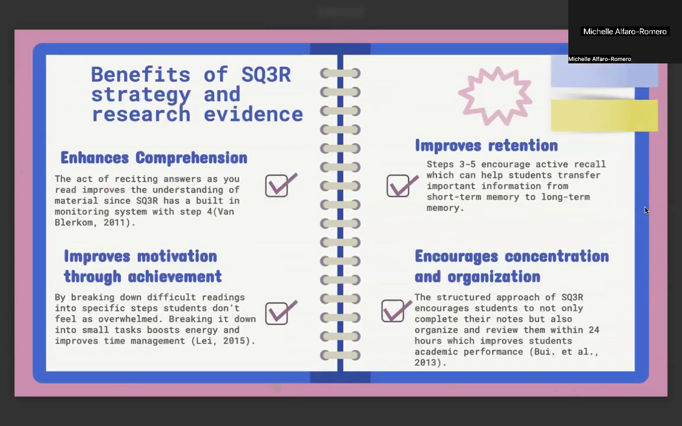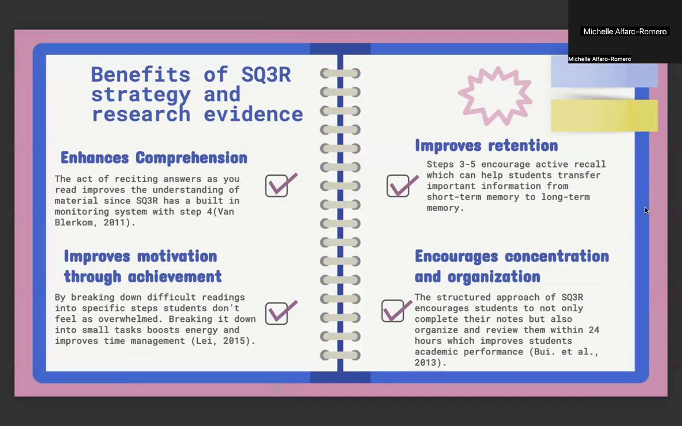The benefits of SQ3R include enhancing your comprehension because the act of reciting answers as you read improves the understanding of material, since SQ3R has a built-in monitoring system with step 4. It also improves motivation through achievement because by breaking down difficult readings into specific steps, students don't feel as overwhelmed. And breaking it down into small tasks boosts energy and improves time management.